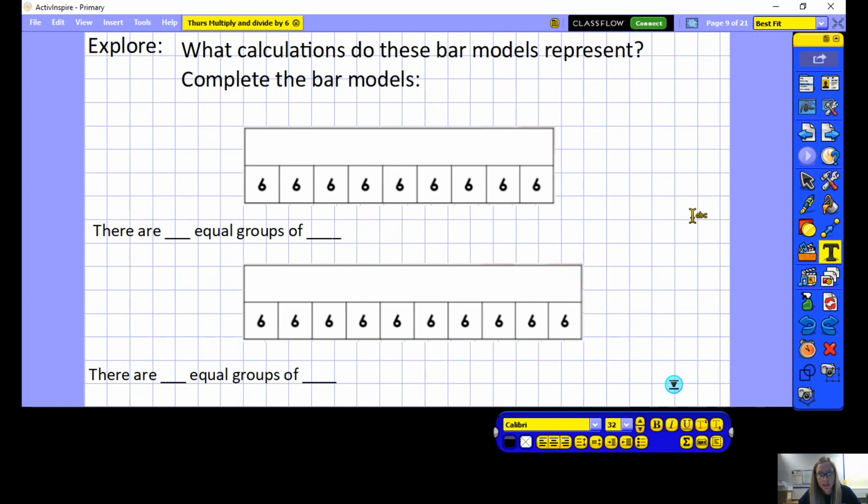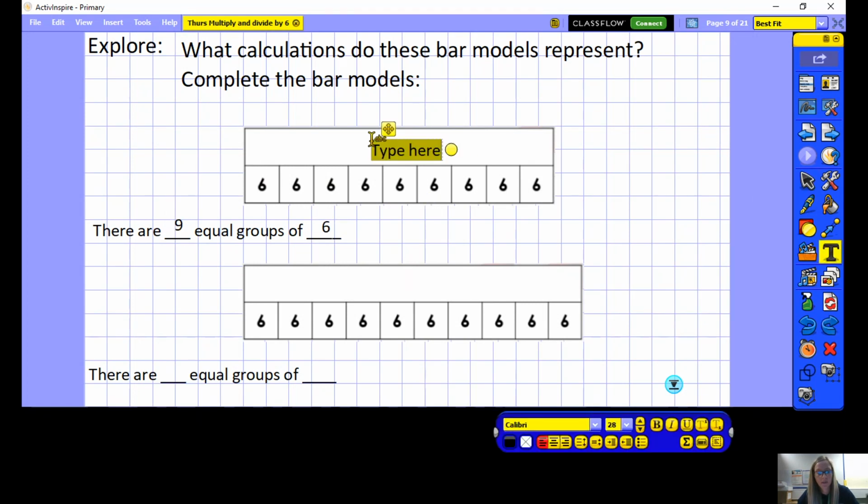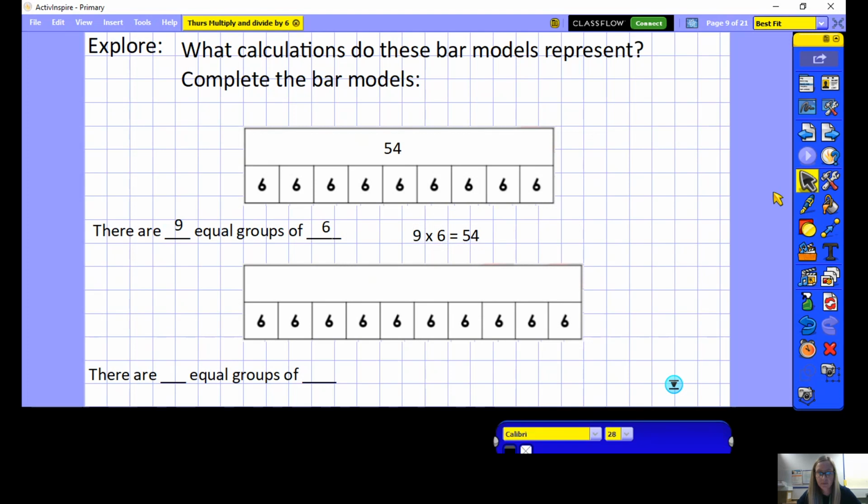Okay, so here we can see 1, 2, 3, 4, 5, 6, 7, 8, 9 equal groups. There are 9 equal groups of 6. If I counted in 9 equal groups of 6, my answer would be 54. So this represents 9 times 6 equals 54. Well done if you got that right.